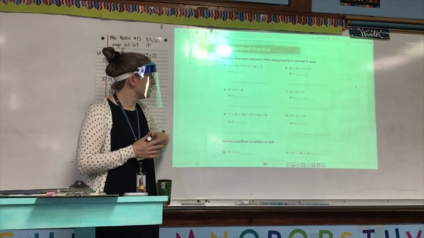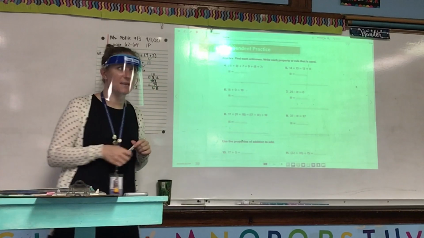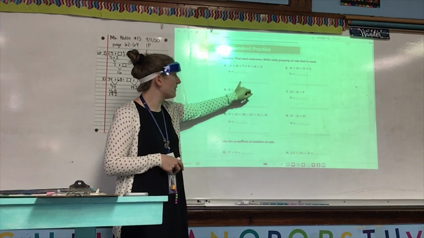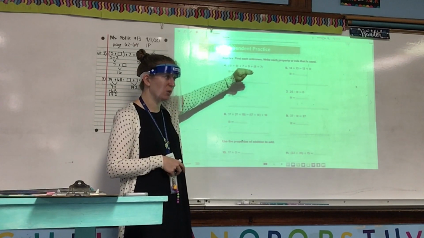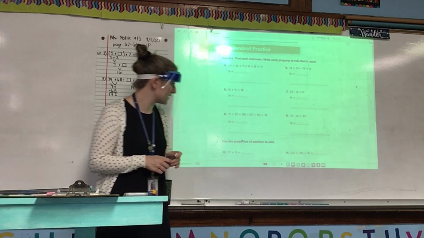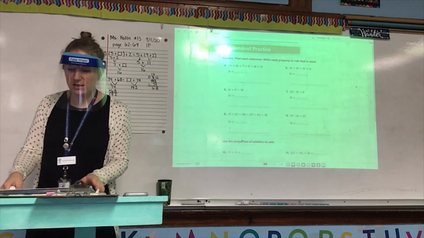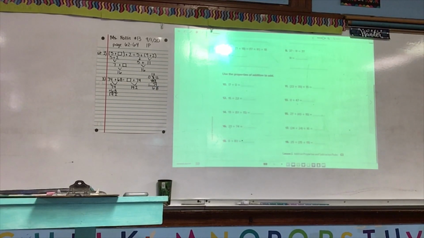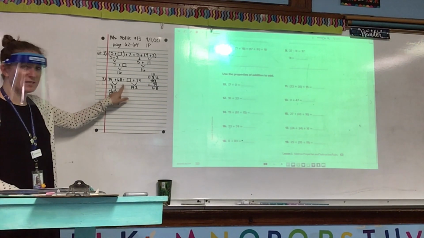Okay. So numbers 4 through 9, you're doing the same thing we did on the guided practice. You're finding the unknown, and then you are writing which property it is or which rule it is. Now, look at number 10 through 19. This is where you will need your separate sheet of paper, because some of them you will need to solve the way we did over here.